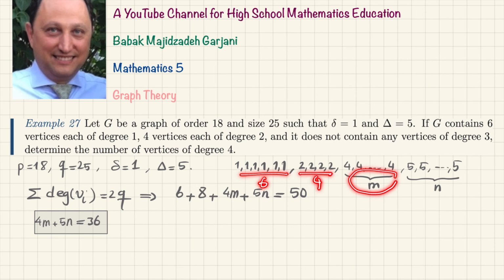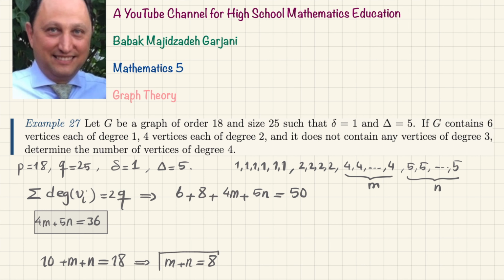And I see m of them here, n of them here. So it becomes 10 plus m plus n. So this would be the total number of vertices. But on the other hand, the total number of vertices is what we call the order, and the order is given to be 18. So then this gives me that m plus n is equal to 8. This is another piece of information.